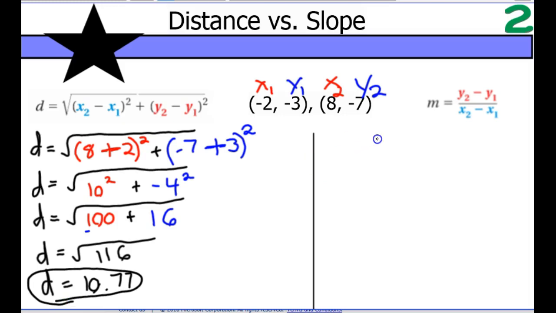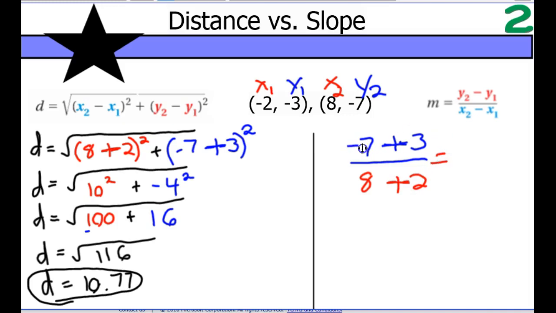Now over here, we are looking for our y2 again, which was negative 7, minus our y1, which is negative 3. Two negatives make a positive. Two negatives in a row make a positive. Now our x2 is 8 minus our x1, which is negative 2. Two negatives in a row make a positive.